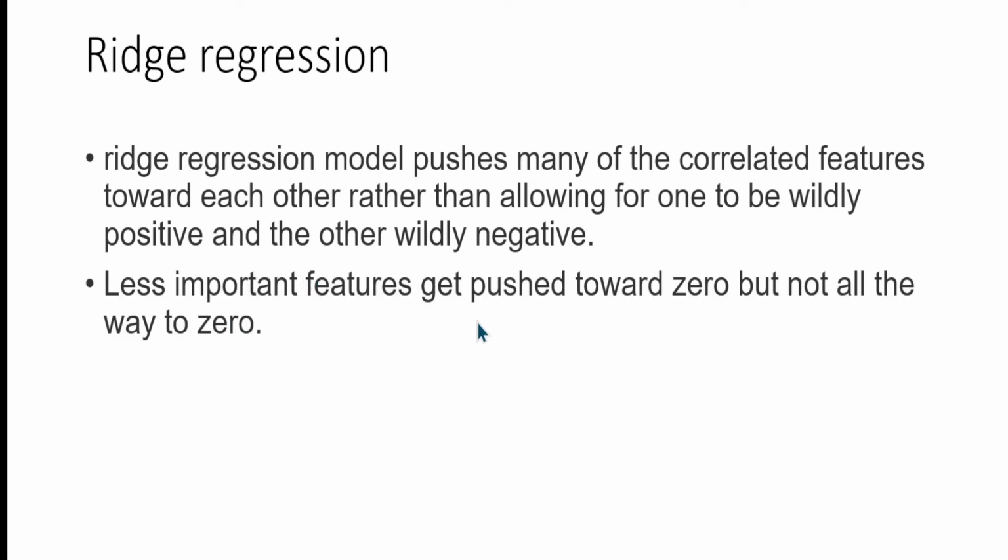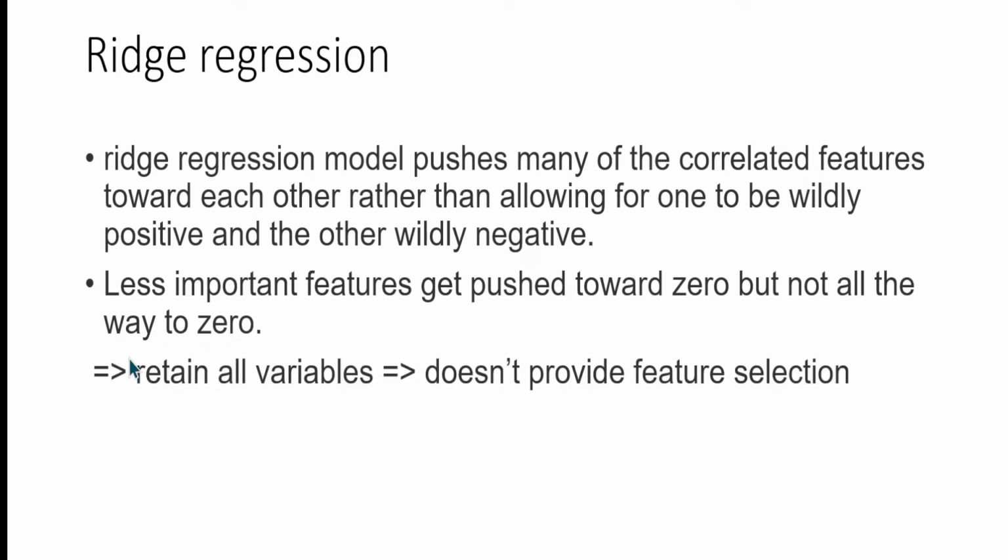Less important features will get pushed towards 0, but not all the way to 0. That means the less important features will approach 0, but will not completely vanish from our model. So ridge regression retains all your variables at the end, and it doesn't provide feature selection. All variables will appear in your final model, so ridge regression is not a method for feature selection.